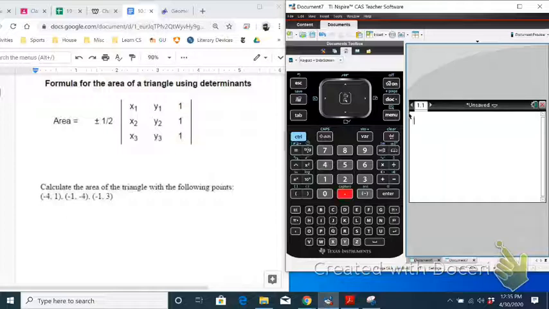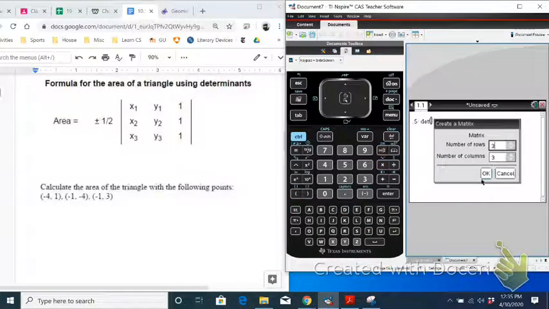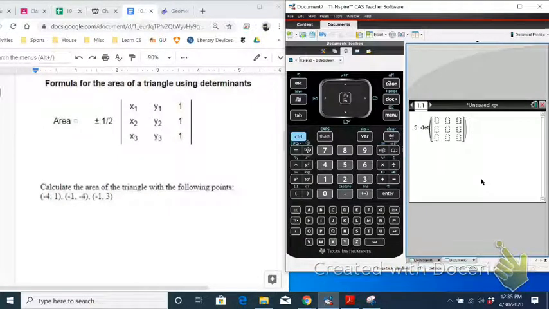So we're going to do 0.5 times det, the determinant of a 3 by 3. And I'm going to type in my first point here, -4, 1, and then a 1 there. And then the next point is -1, comma, -4, and then a 1 there. And then the last point is -1, 3, and then a 1 there. Hit enter, and our area is 10.5. Whether that was positive or negative, if it came out to be negative 10.5, the area would still be 10.5.